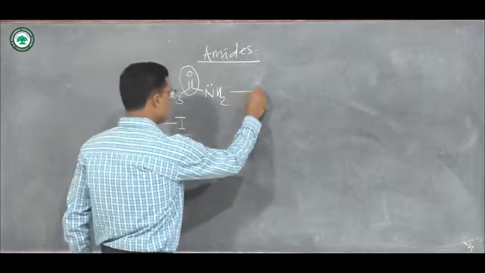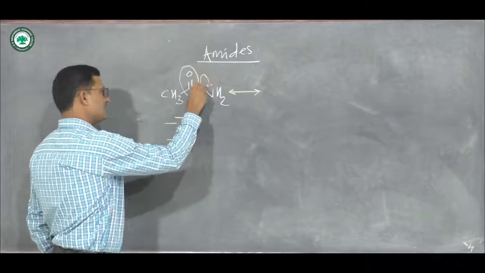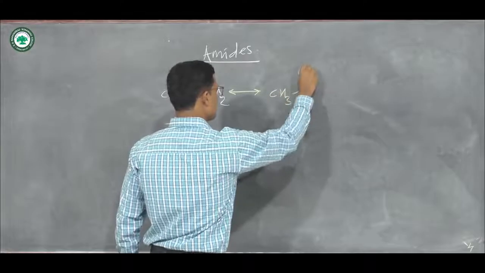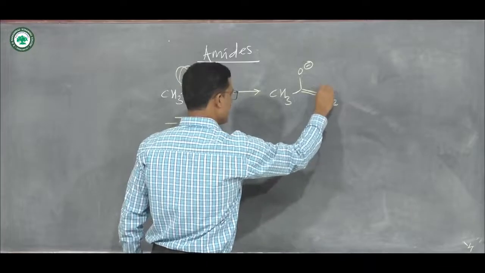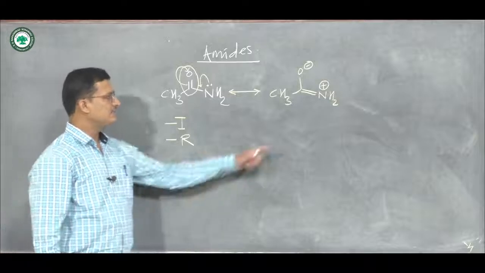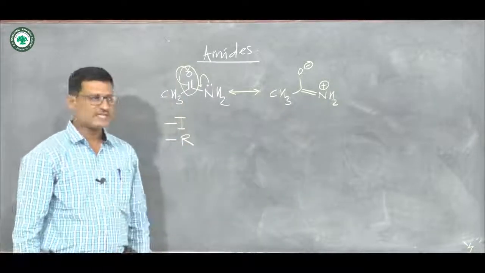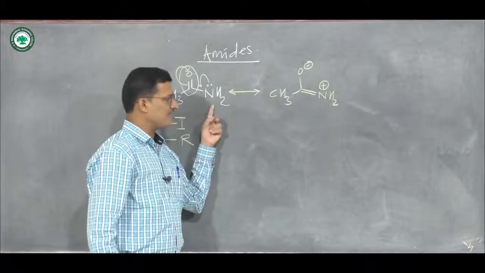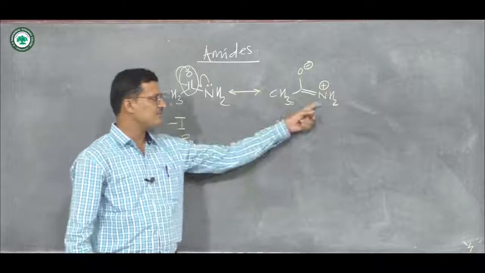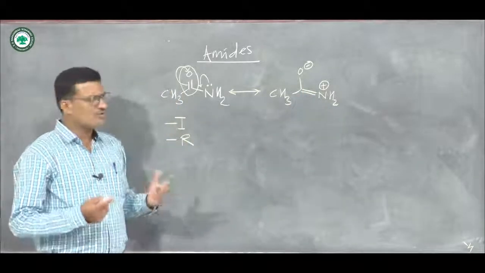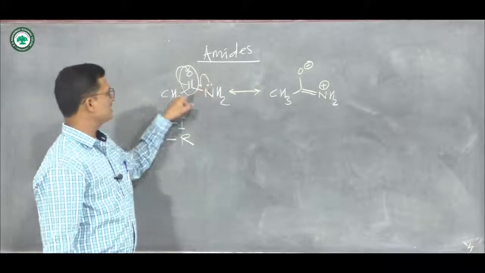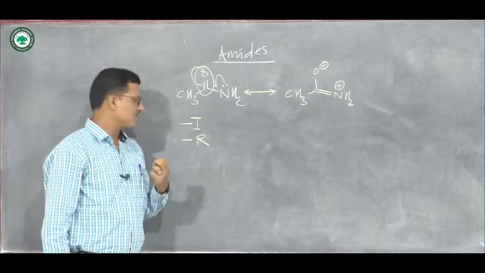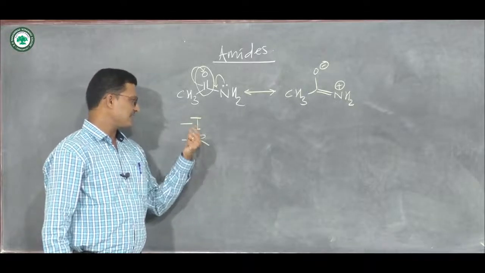So what happened when we write a resonating structure of this amide, this lone pair on nitrogen is delocalized onto the carbonyl carbon, and when this lone pair on nitrogen is delocalized onto the carbonyl carbon, then this lone pair is no more available for donation to the H plus or to other species. So when we see the resonating structure of this amide, nitrogen gets a positive charge, and then it is not possible to donate the lone pair of electrons. The carbonyl carbon takes the lone pair of electrons from the nitrogen, and that's why it gives the minus R as well as the minus I.